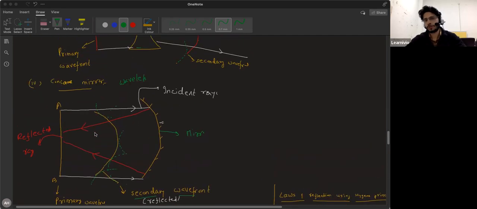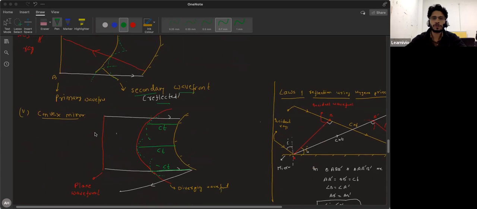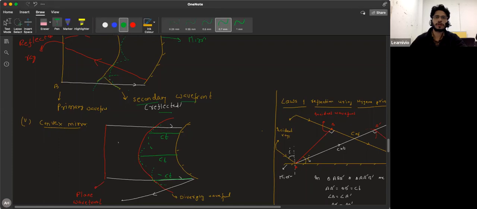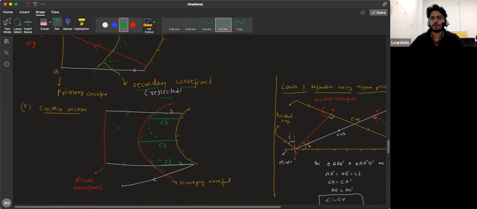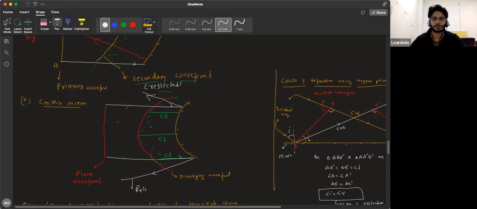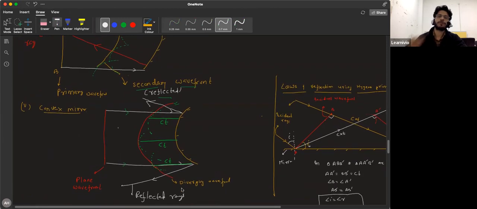The next is the convex mirror. A convex mirror is a diverging mirror. For a convex mirror, your wavefront will be diverging. This is the diverging wave. That's your plane wavefront, and these are your incident rays. This is your diverging wavefront, or you can call it the secondary wavefront. And these are your rays, the reflected rays.